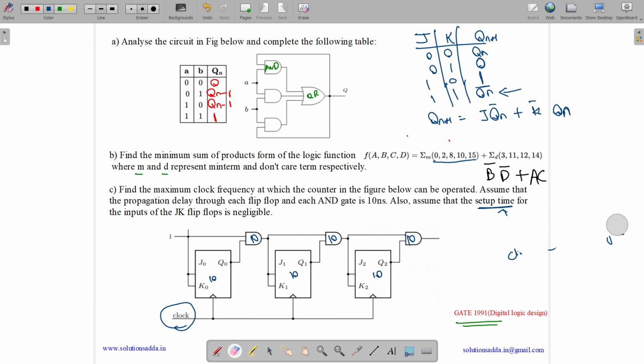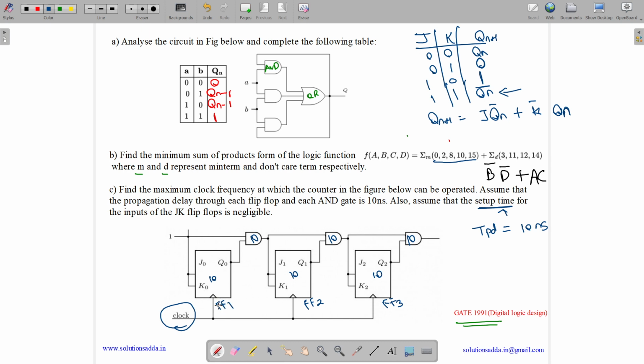Now let me tell you what should be the answer for this question. So here we know what is the propagation delay. The propagation delay is given that the propagation delay for each flip-flop is 10 nanosecond. So we get the time for the output from flip-flop once the clock is given is propagation delay, TPD. Now let me rename this as flip-flop 1, this as flip-flop 2, and this as flip-flop 3.